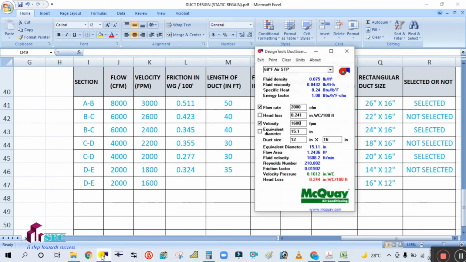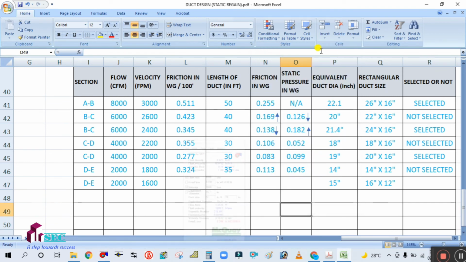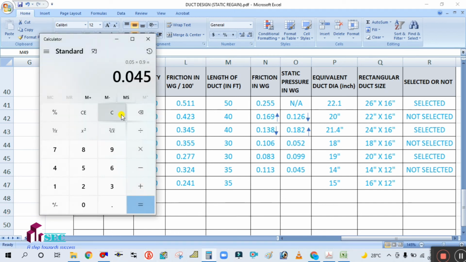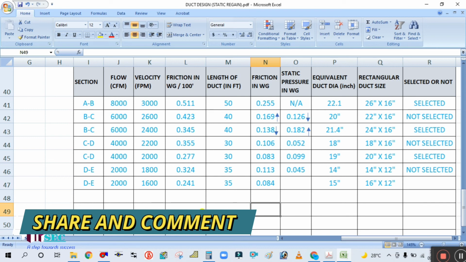And the friction loss is 0.241 inches of water gauge per 100 feet, and the duct length is 35 feet. So for 35 feet, how much will it be? Simple, multiply 0.241 into 35 divided by 100. So 0.084. And now we have to check the static pressure.